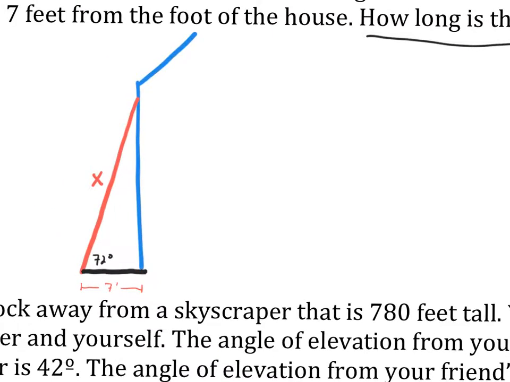All right, so again, we examine based on this angle here. Opposite is unknown and irrelevant. So I have adjacent here and hypotenuse there. Adjacent, hypotenuse, so that's going to be cosine. So the cosine of 72 degrees is equal to the adjacent, which is 7, over the unknown x.